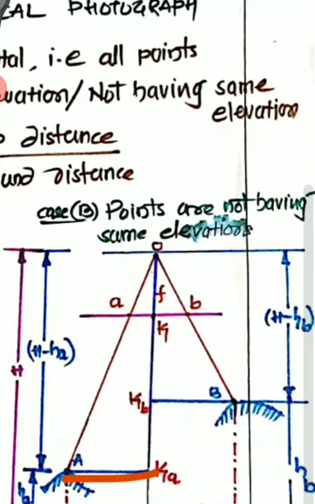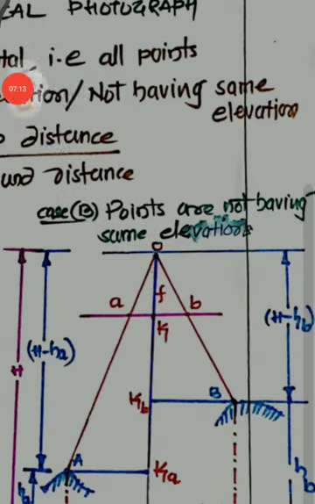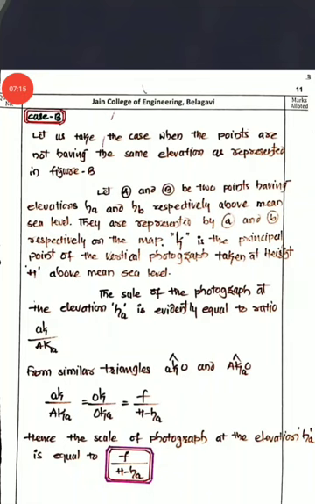Now with respect to this, see here also you can compare the different triangles, similar triangles, and you can get the things done. Now let us take the case when the points are not having the same elevation, as represented in figure B. Let A and B be the two points having the elevation HA and HB respectively above mean sea level. They are represented by small a and small b respectively on the map, whereas small k is the principal point of a vertical photograph taken at a height capital H above the mean sea level.